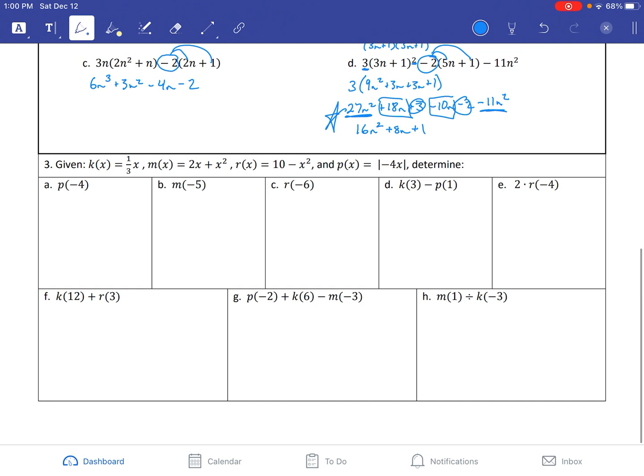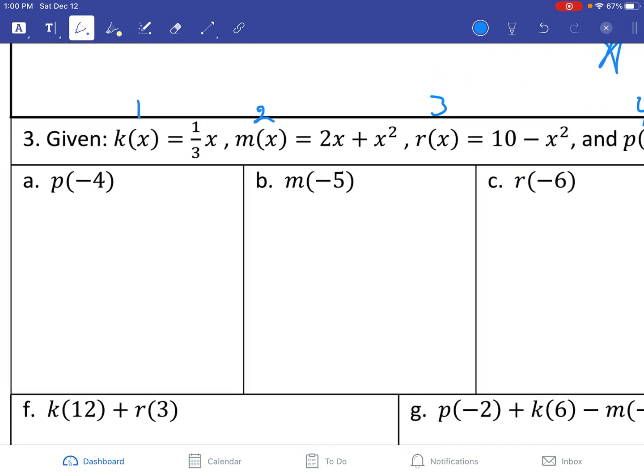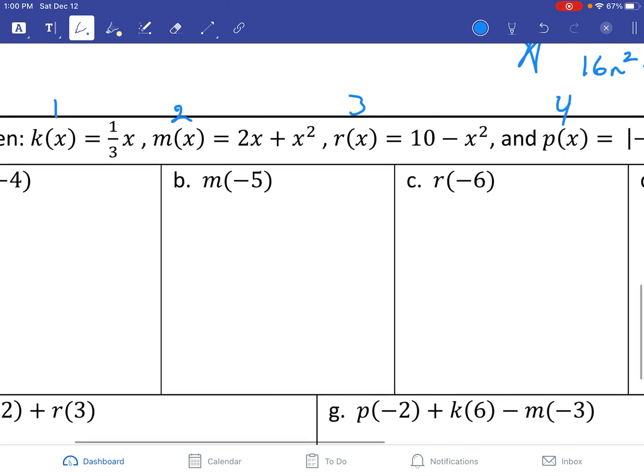Excuse me. Last but not least, we're doing these evaluating expressions. So what you have is you're given a bunch of different expressions here. We're given, looks like 4 different expressions. There's 1, 2, 3, 4. And they all say different things. And what we're going to do is we're going to put values into each expression and do what it asks us to do. So what we're doing here in the first one says p of -4.